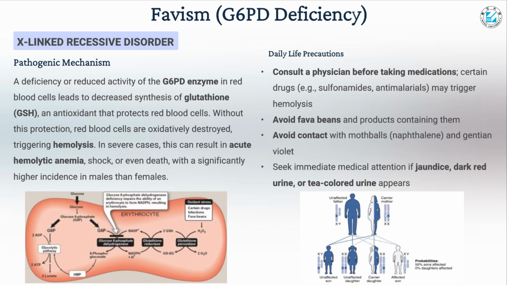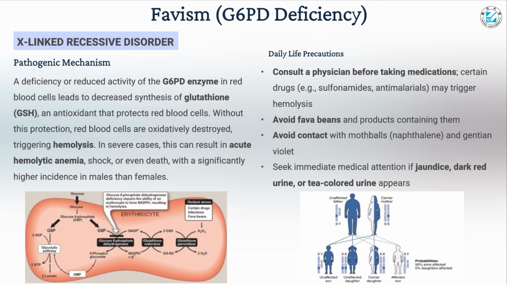G6PD deficiency, also known as favism, is an X-linked recessive disorder. G6PD stands for glucose-6-phosphate dehydrogenase. This enzyme is important for maintaining the antioxidant capacity of red blood cells. Red blood cells are constantly exposed to oxidative stress.